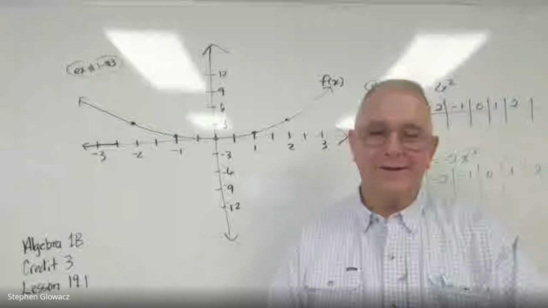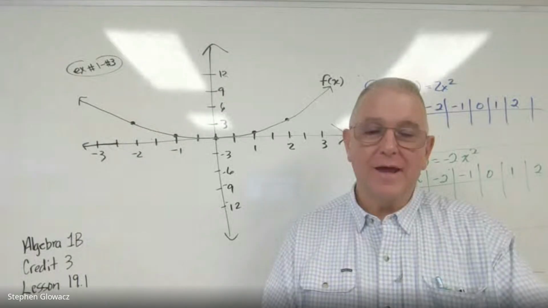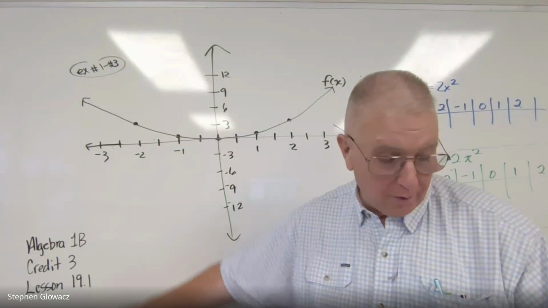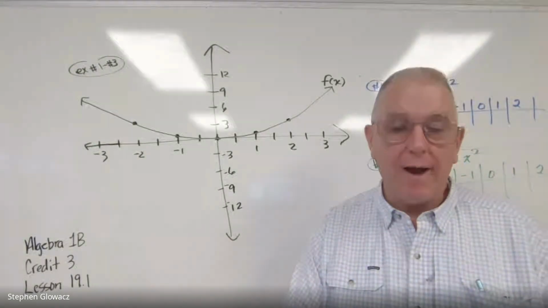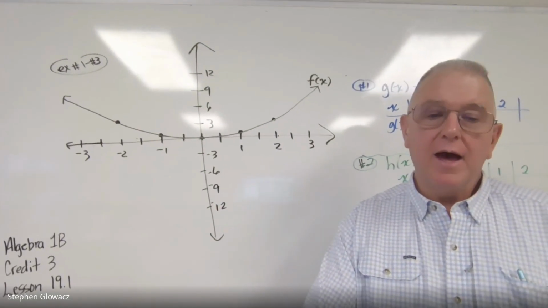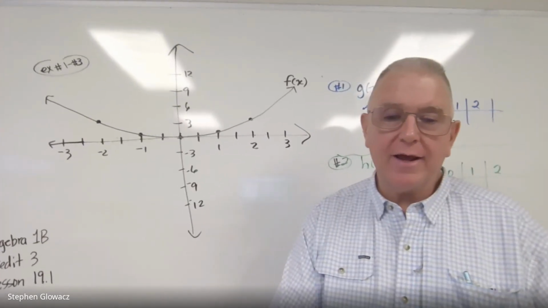These are the examples for Algebra 1B, Credit 3, Lesson 19.1. In Lesson 19.1, we're going to be graphing parabolas, or we could also say graphing quadratic equations.